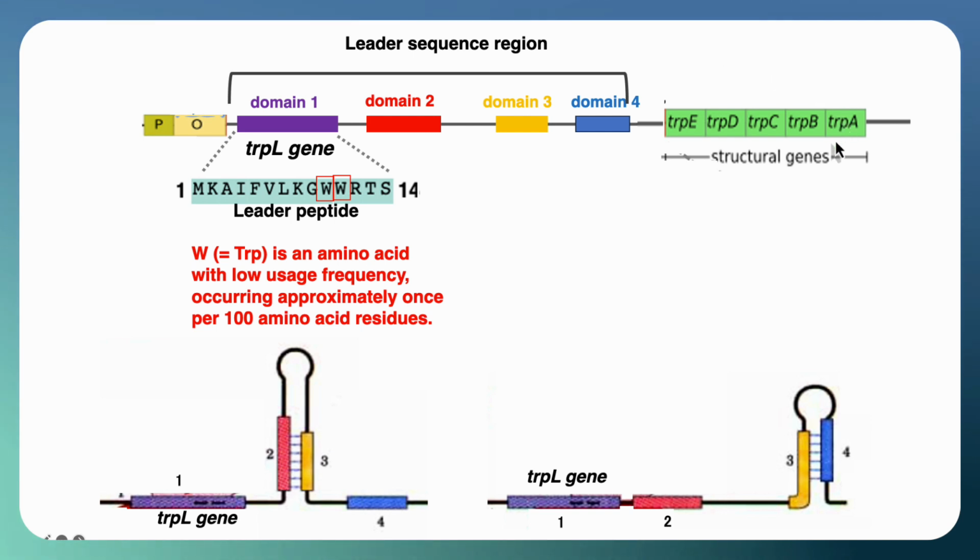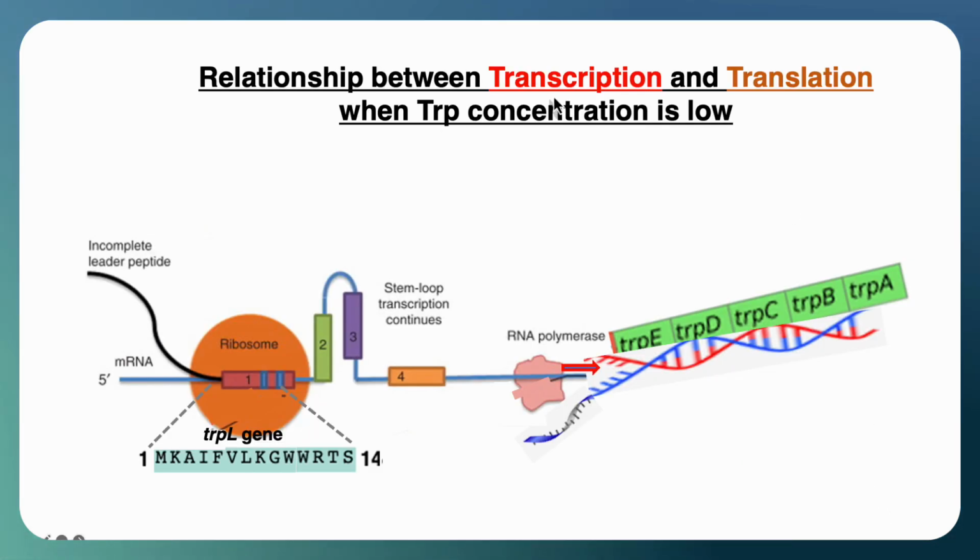This leader sequence region is located upstream of the TRPE to TRPA genes, which are responsible for tryptophan biosynthesis. The 14 amino acid peptide encoded in domain 1 has a very distinctive sequence, containing 2 tryptophan residues. Tryptophan is an infrequently used amino acid, typically occurring only once in about 100 amino acid residues. The fact that it appears twice in such a short 14 amino acid sequence is remarkably characteristic, considering its low frequency of use. Let's consider the relationship between transcription and translation when tryptophan levels are low.